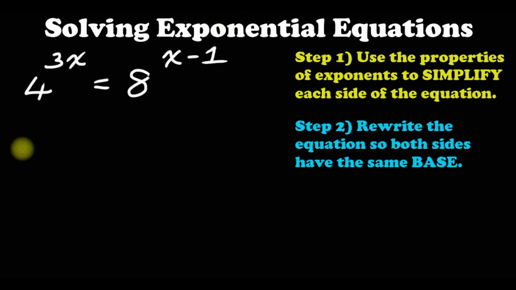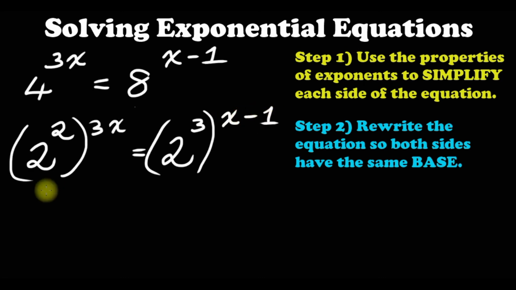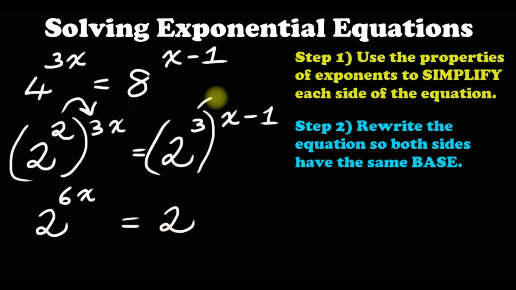Okay, with 4, I can rewrite 4 with base 2, so I can get both of these numbers to base 2. So 4 would be 2 squared. Okay, and that whole thing is to the 3x. And then 8, that can be rewritten as 2 to the third power, because 2 times 2 times 2 will give you 8. And then here is the same as 2 to the 6x, because you got to multiply these two powers. And then here is 2 to the 3x minus 3.